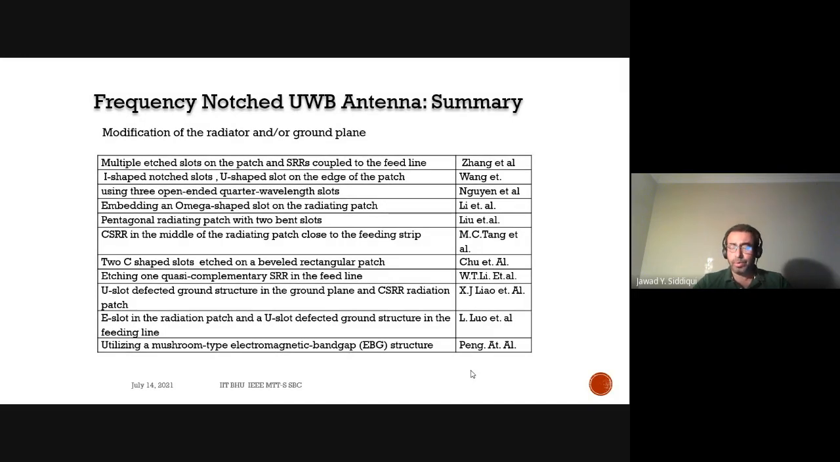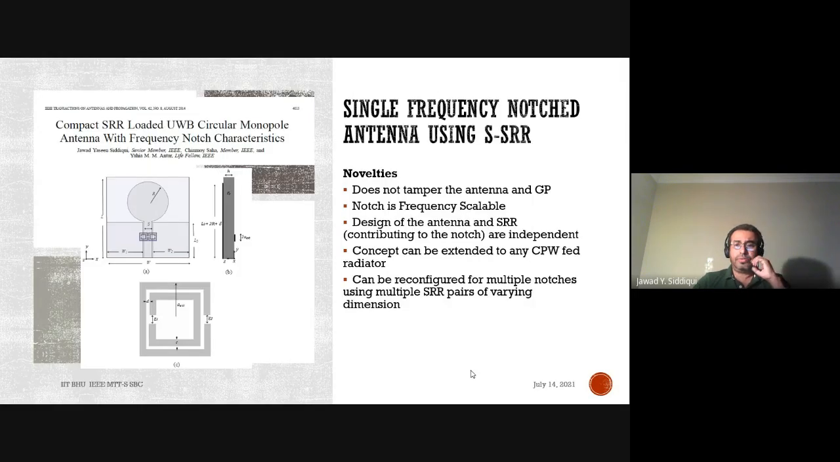And that is what motivated this work of designing a compact split-ring resonator loaded ultraviolet monopole antenna with frequency notch characteristics. That is, you have an ultraviolet system where there's a desired notch that you want to introduce. You want to filter out one of the frequencies in that ultraviolet system.